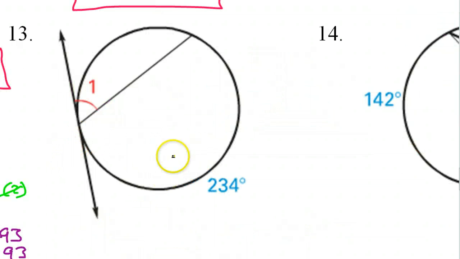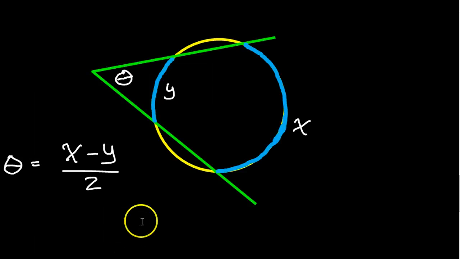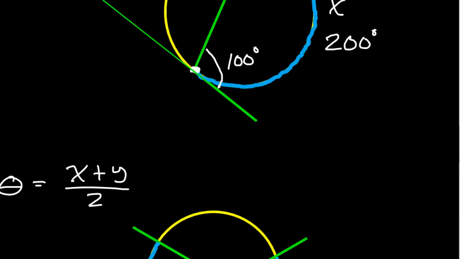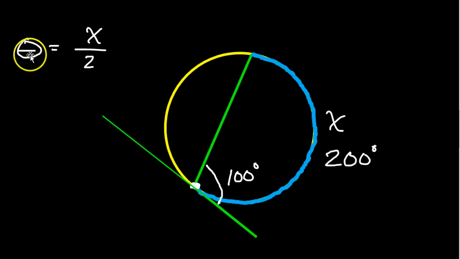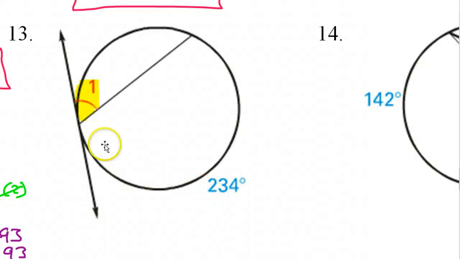Alright, number 13 is a relatively simple problem. This is an inscribed angle. We're looking for angle 1 again. That's our target right here. So angle 1 is an inscribed angle, so we are dealing with this situation where the angle is half the arc. So if I had an arc like this was 200, this would be 100. So if I knew this arc, I could just divide by 2 and that would give me the angle.